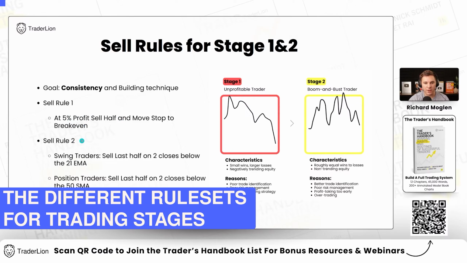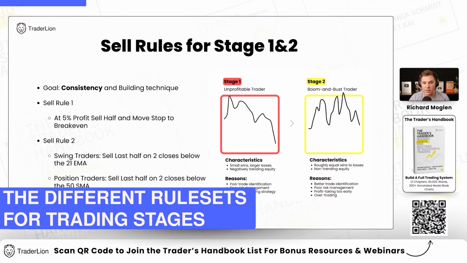These rules may feel constricting, but that's really the point for stage 1 and stage 2 traders who are experiencing a negative equity curve, not a lot of confidence, not a lot of success. The first sell rule for these folks is to sell at 5% profit, sell half of your position, and move your stop up to break even. So that's very simple, very easy to do. And that's a lot about this.